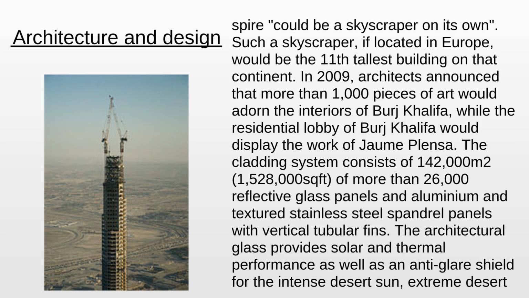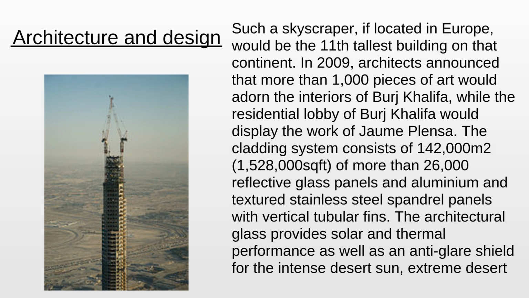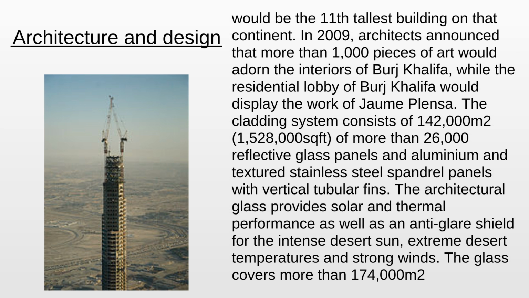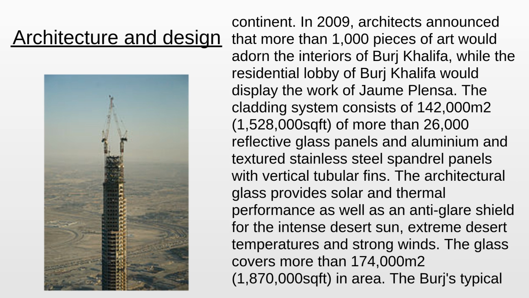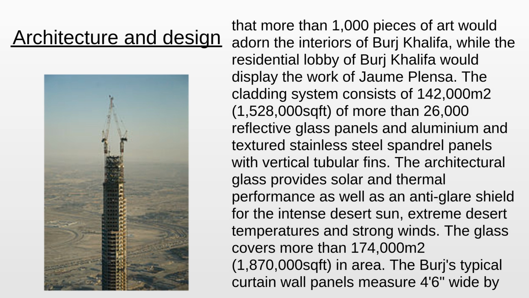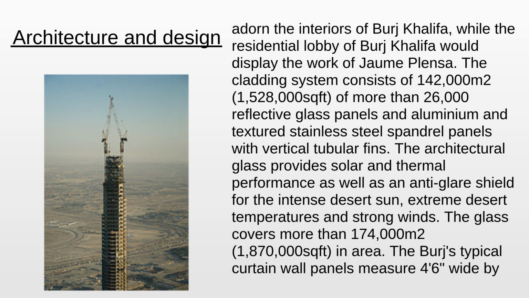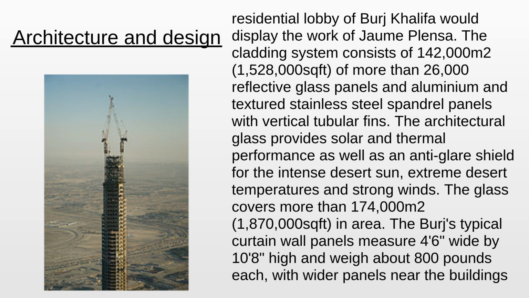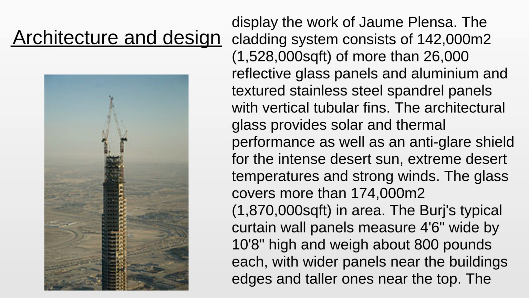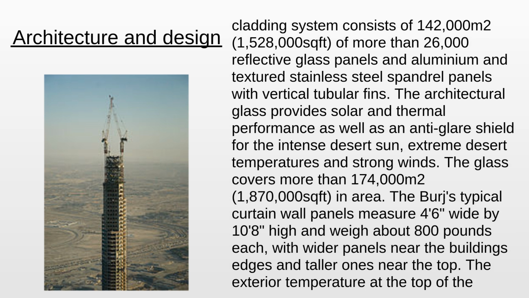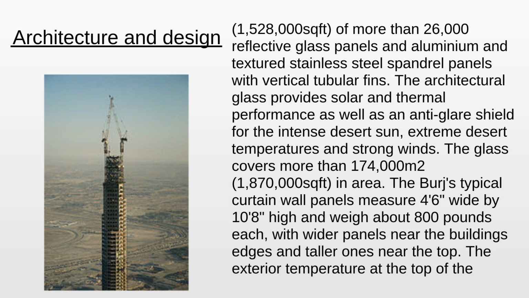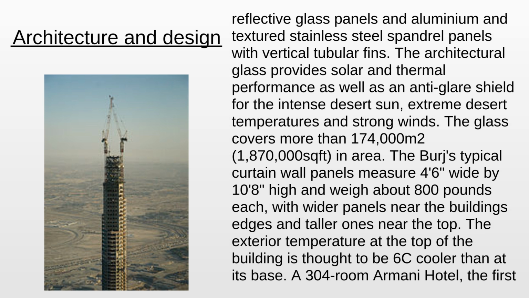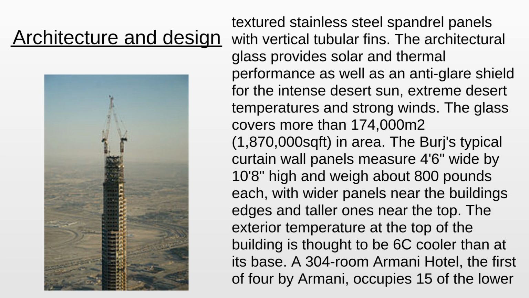The cladding system consists of 142,000 square meters, 1,528,000 square feet, of more than 26,000 reflective glass panels and aluminium and textured stainless steel spandrel panels with vertical tubular fins. The architectural glass provides solar and thermal performance as well as an anti-glare shield for the intense desert sun, extreme desert temperatures and strong winds. The glass covers more than 174,000 square meters, 1,870,000 square feet, in area.